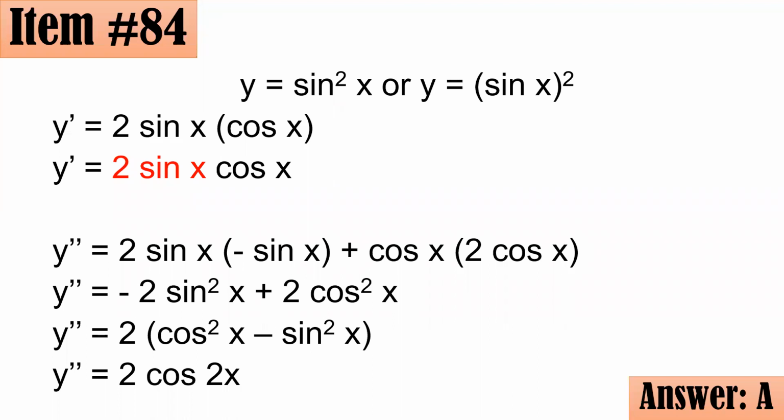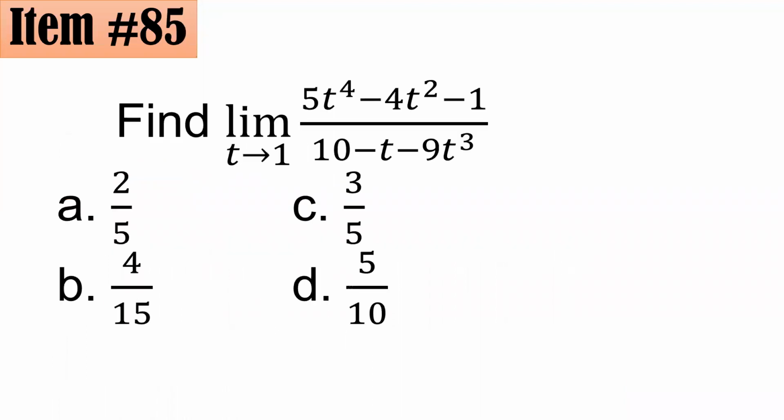Okay, 85. Find the limit of 5t to the fourth minus 4t squared minus 1 all over 10 minus t minus 9t cubed as t approaches 1. Is it 2/5, 3/5, 4/15, or 5/10? In this case po.